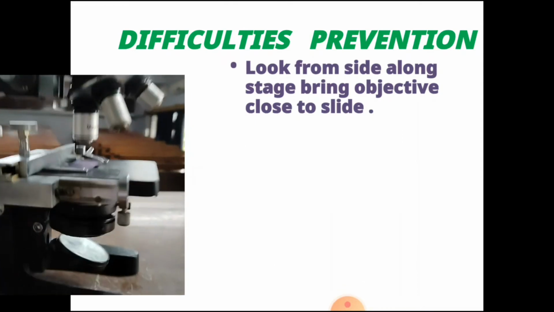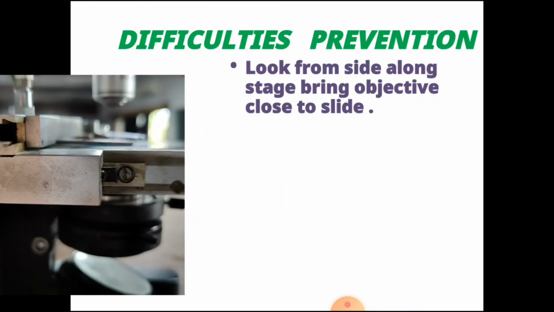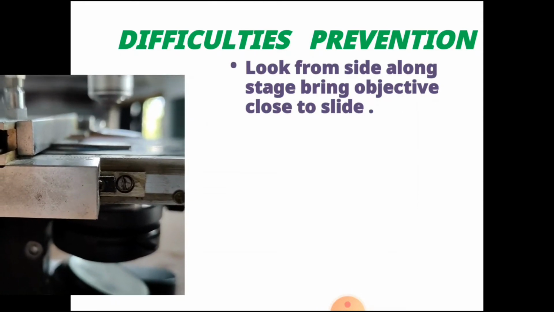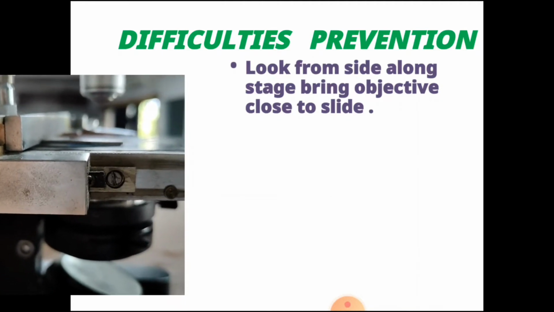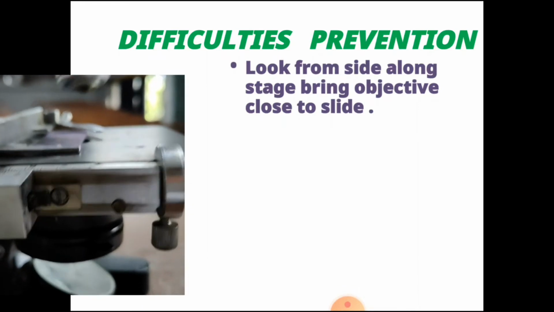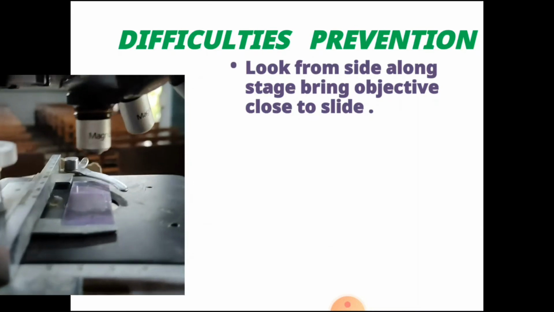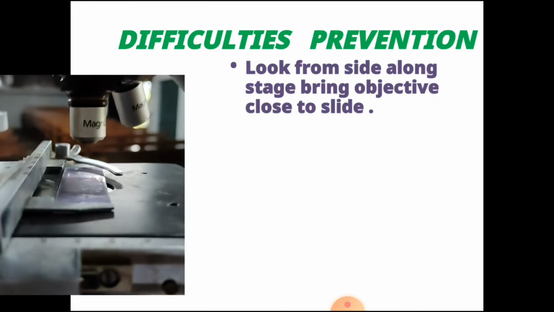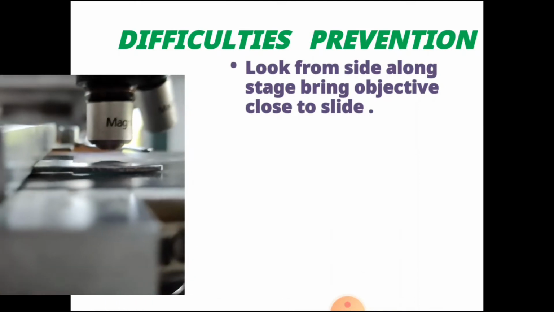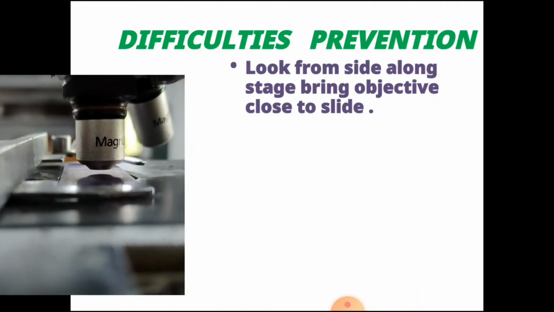Now look from the side horizontally along the fixed stage and bring the objective close to the slide. I am fixing the low power objective lens and bringing it close to the slide, but not touching the slide.